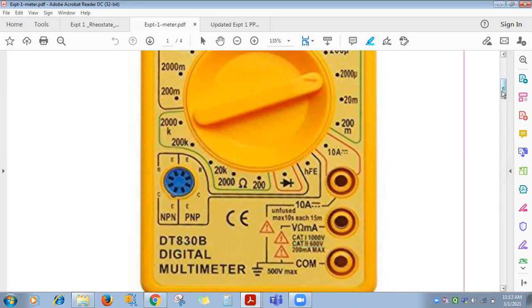So what is the application of the DMM? Clear? You can measure AC DC voltage, AC DC current, resistance, continuity of wire, which is called the continuity test. Again, diode and transistor also you can check.